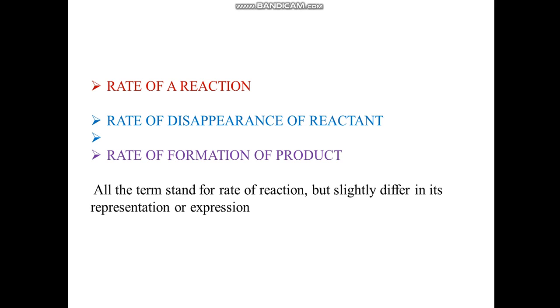So in this section, I would like to discuss the various aspects or terms in chemical kinetics, that are the rate of reaction, the rate of disappearance, the rate of formation, differential rate expression, and also finally the order and molecularity. First of all, you have to see the rate of reaction, the rate of disappearance, and rate of formation.